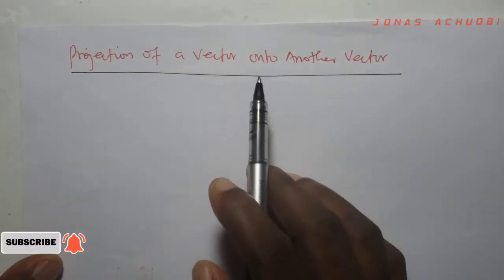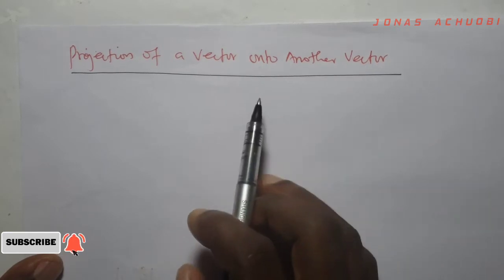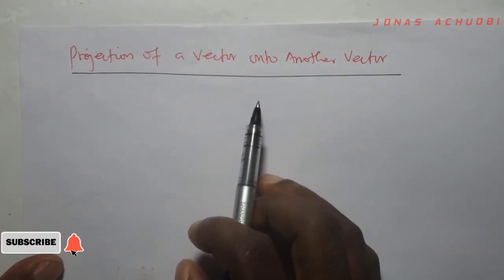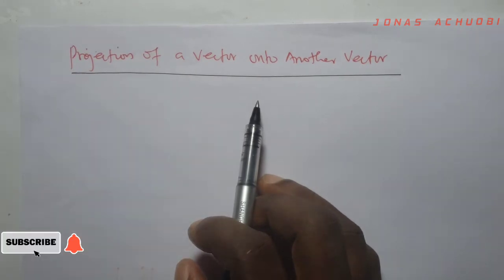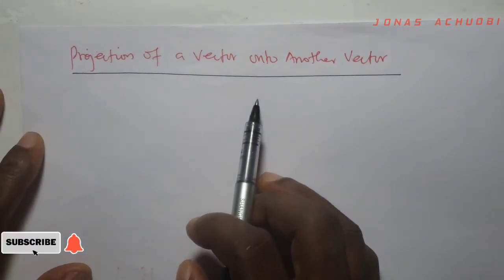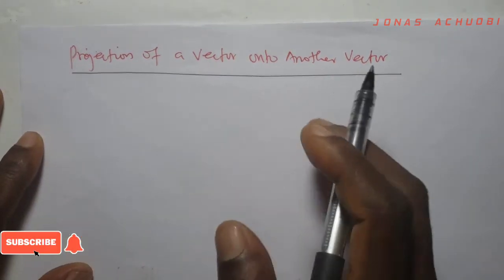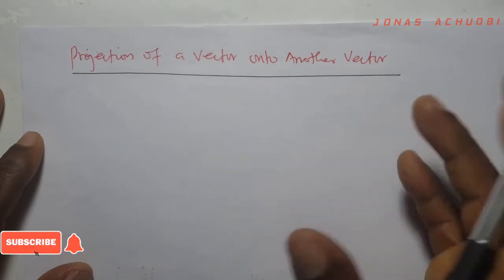Projection of a vector onto another vector. Last time we had discussed the dot product of vectors, which we shall now use to derive a formula for calculating the projection of a vector onto another vector. And of course, this concept of projection of vectors is very important in physics, as it is used on inclined planes.